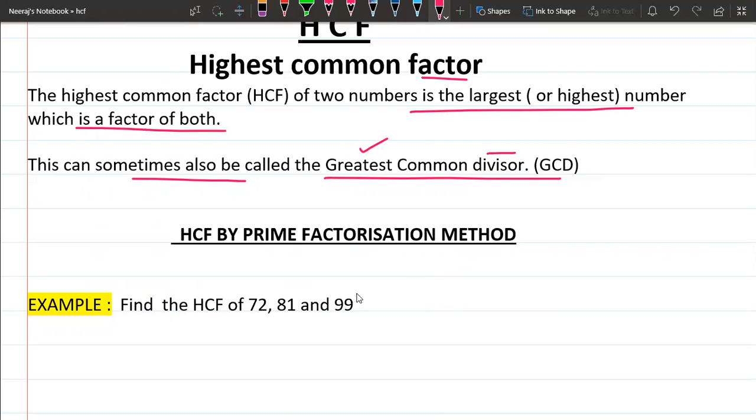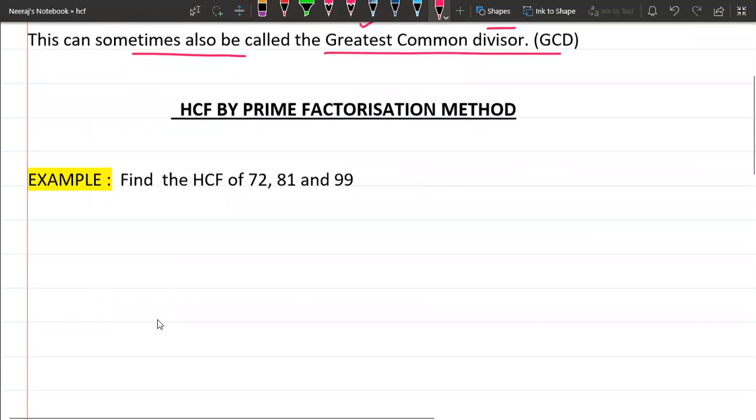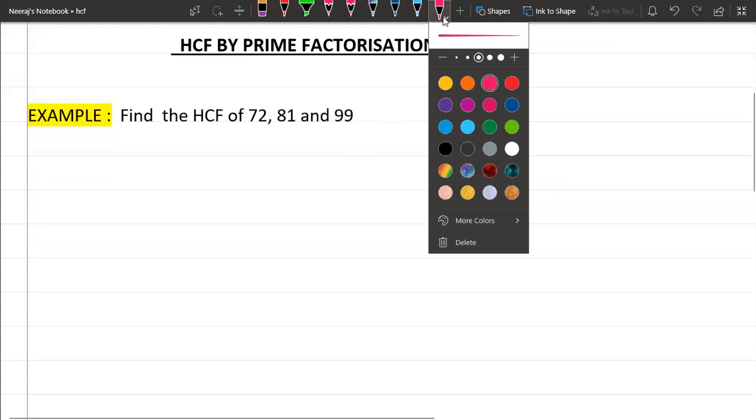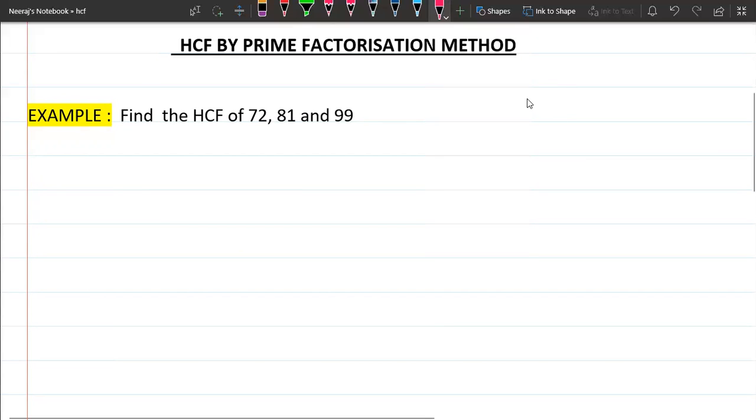So let's start with the first example. First is: find the HCF of 72, 81 and 99. So here we have three numbers, and we have to find the HCF by the prime factorization method.